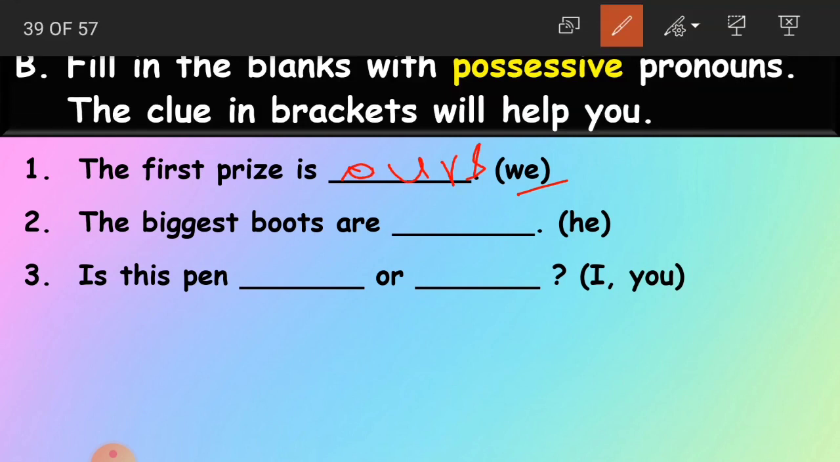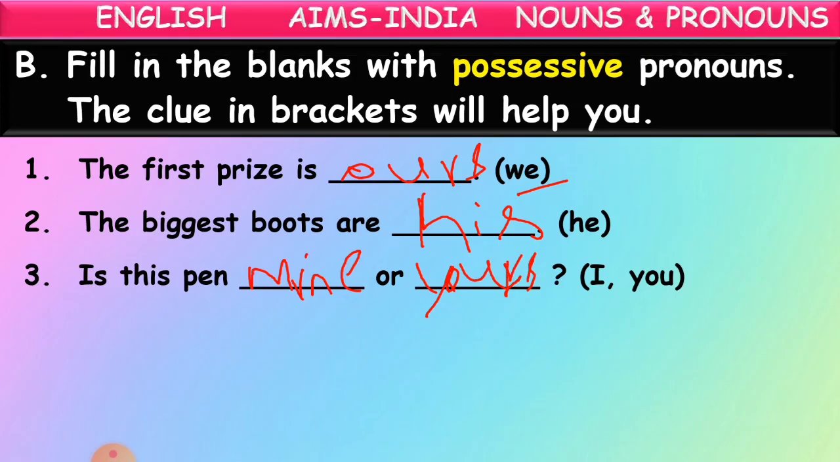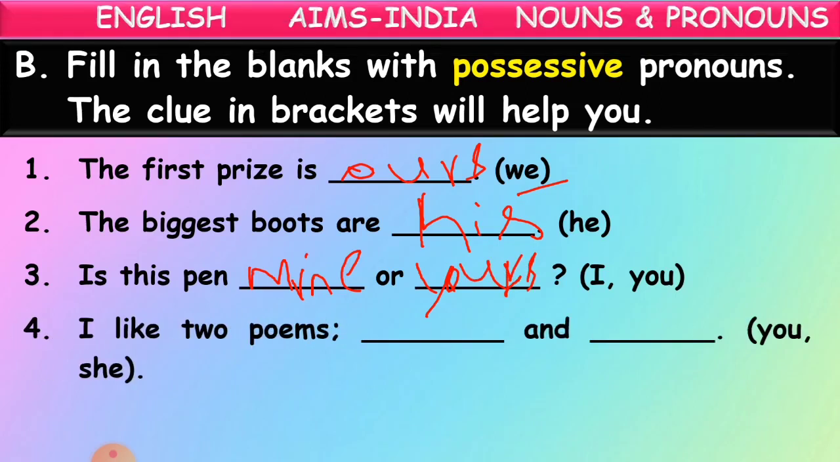The biggest boots are dash. He. He becomes his. The biggest boots are his. Now, is this pen dash or dash? I and you. I becomes mine and you becomes yours. Is this pen mine or yours? Clear, children? Yes. Now we'll go to another sentence.